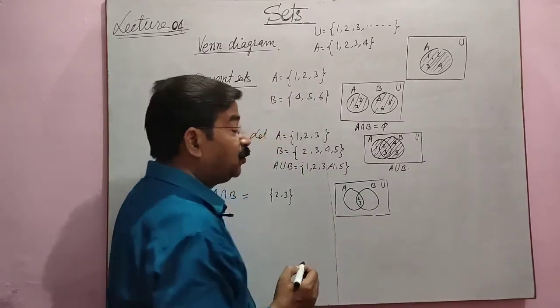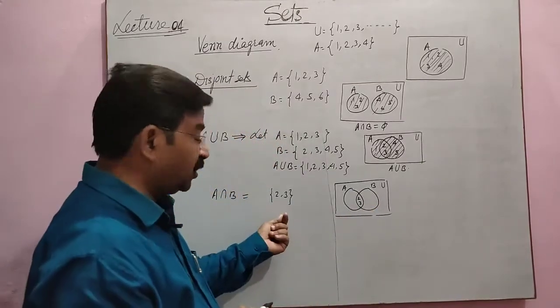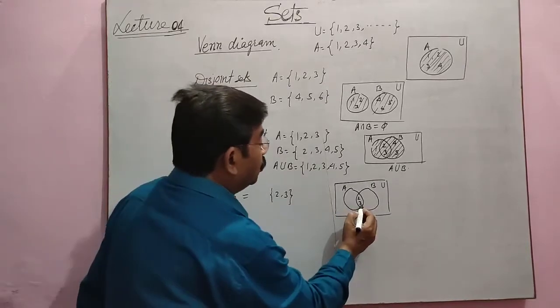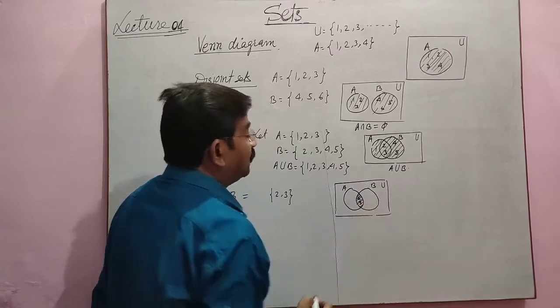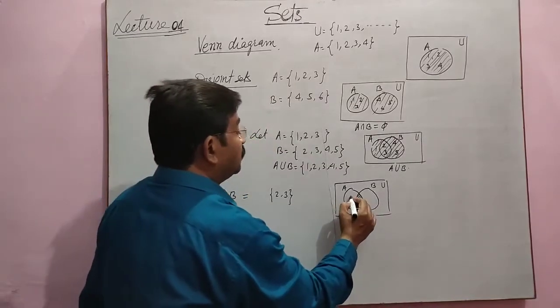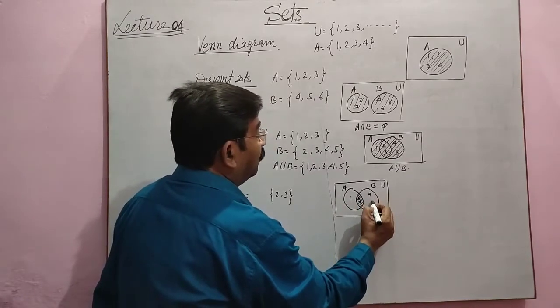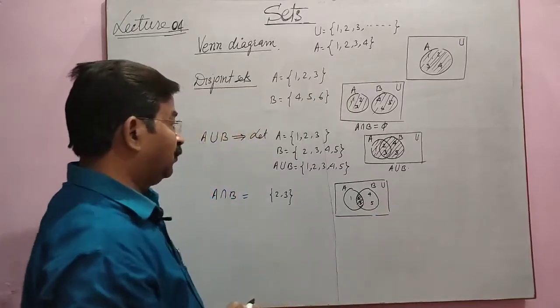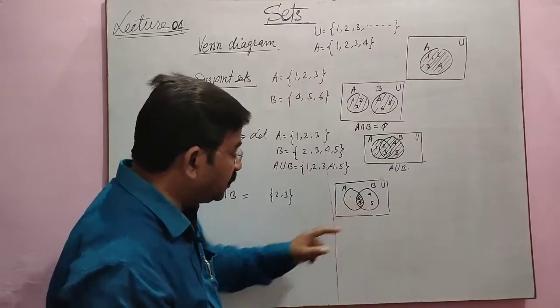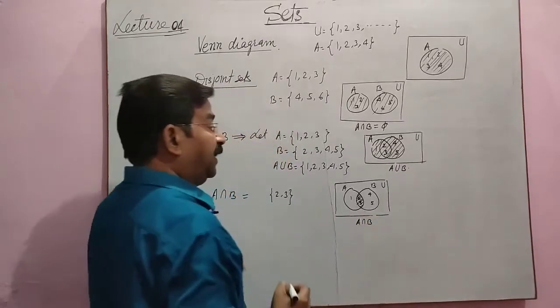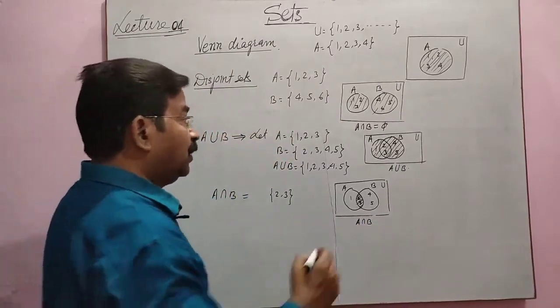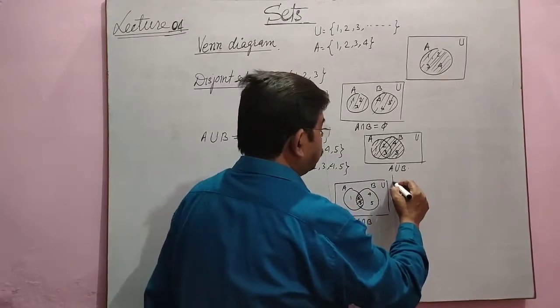And we have to show the intersection in Venn diagram. So this portion will be shaded. Other is 1 here, 4, 5 is here. This is A intersection B. Now some more points.